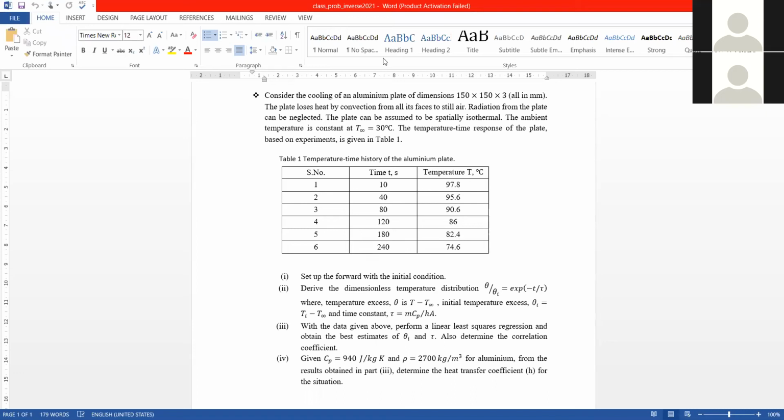So convert it. Class, please note down. Temperature, first you have to convert to theta, T minus T infinity. So the 6 columns of T must be converted to theta. X-axis will be time, Y-axis will be theta. Plot it after taking the ln of theta.